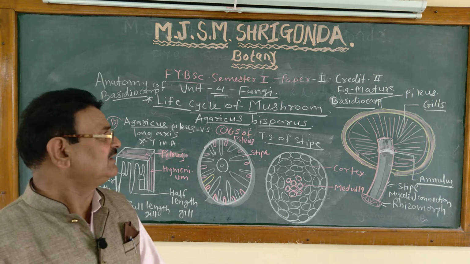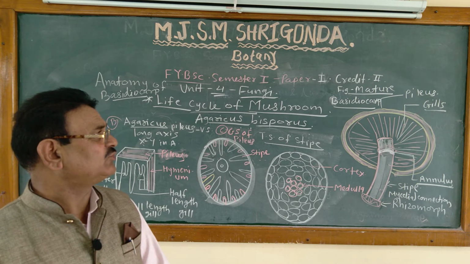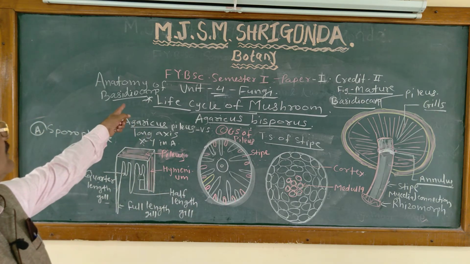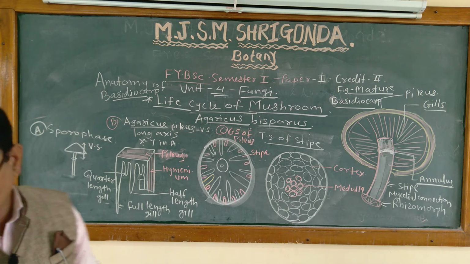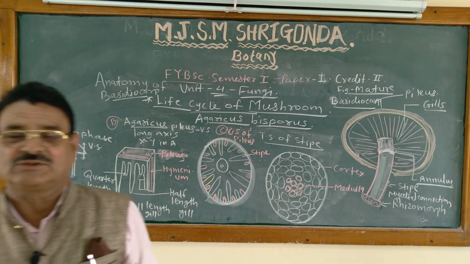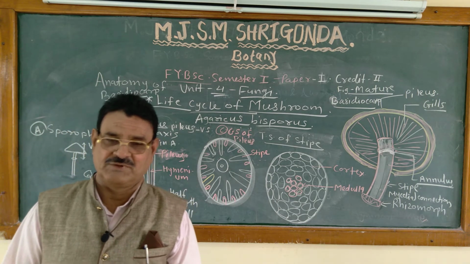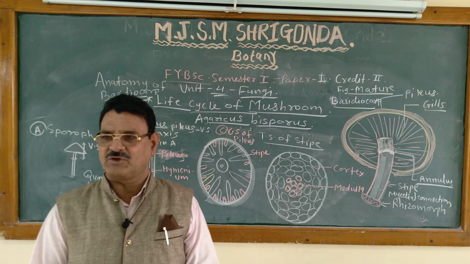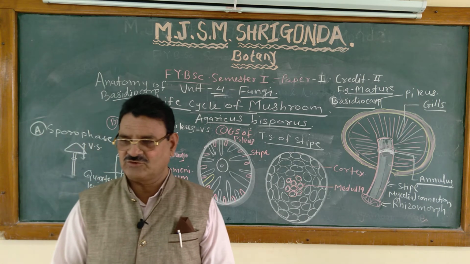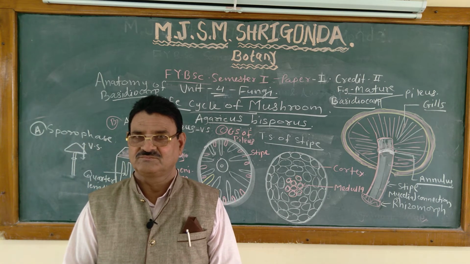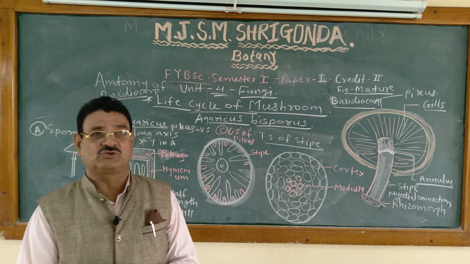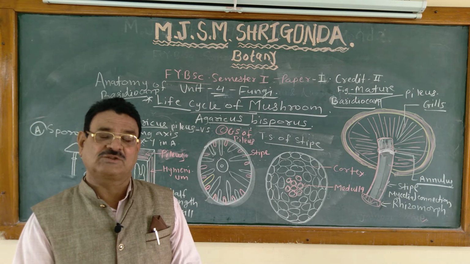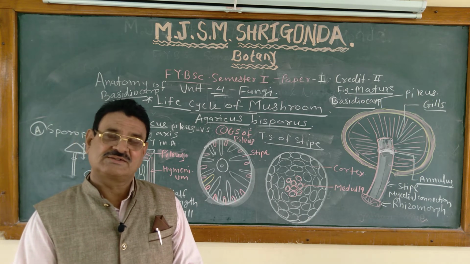Today we will learn the mature basidiocarp and anatomy of basidiocarp or sporocarp. First, anatomy of basidiocarp or sporocarp: structure of gill, structure of stipe, reproduction in Agaricus bisporus, discharge and dispersal of basidiospores, germination of basidiospores. These subpoints are discussed here.